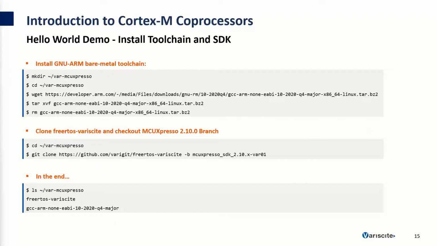So to get started, we first need to install the toolchain and SDK. First we can create a new project directory named var-MCUXpresso. You can name this anything you want. This is just an example. Then we need to install the toolchain for cross-compiling the firmware. Basically, you just fetch this from the ARM website and unpack it. Next, we'll use Git to clone the MCUXpresso SDK from Variscite's GitHub repository. Again, this SDK provides example projects that were created by NXP and then ported by Variscite. So in the end, we should have a project directory that contains FreeRTOS-Variscite and the ARM toolchain.